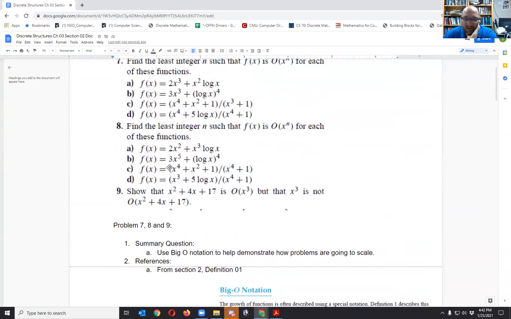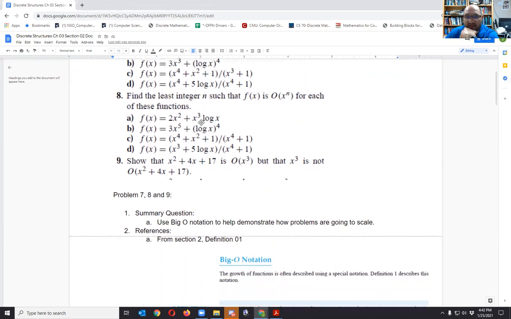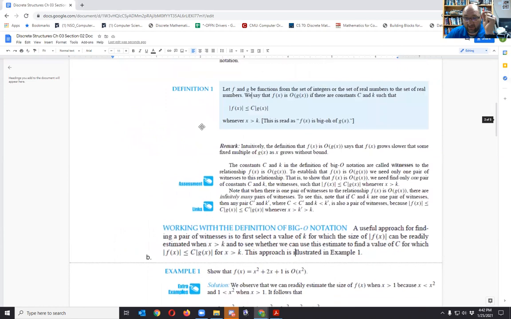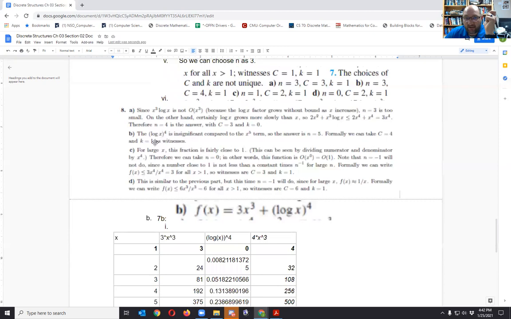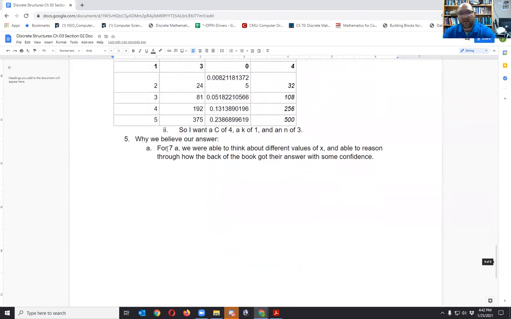So the question was 2x squared plus x cubed log of x. And they're just saying, all right, x to the fourth is bigger than x cubed log of x. If we had x cubed times x, that's actually x to the fourth. So x cubed times log of x is just slightly smaller than x to the fourth. And that's what they're saying here. And again, they have a nice discussion on all of these.